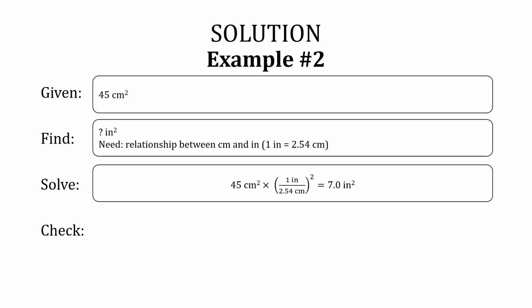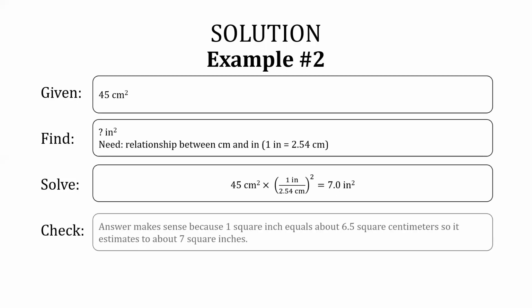To solve this problem, take 45 square centimeters and multiply by the square of the conversion factor of 1 inch over 2.54 centimeters, which equals 7.0 square inches. Checking this answer can be done by looking at the fact that 1 square inch equals about 6.5 square centimeters, so it estimates to about 7 square inches.